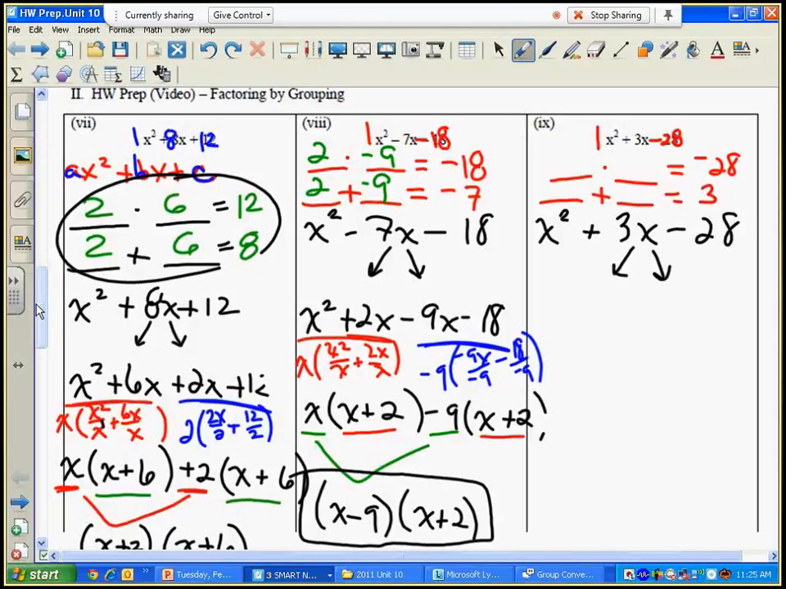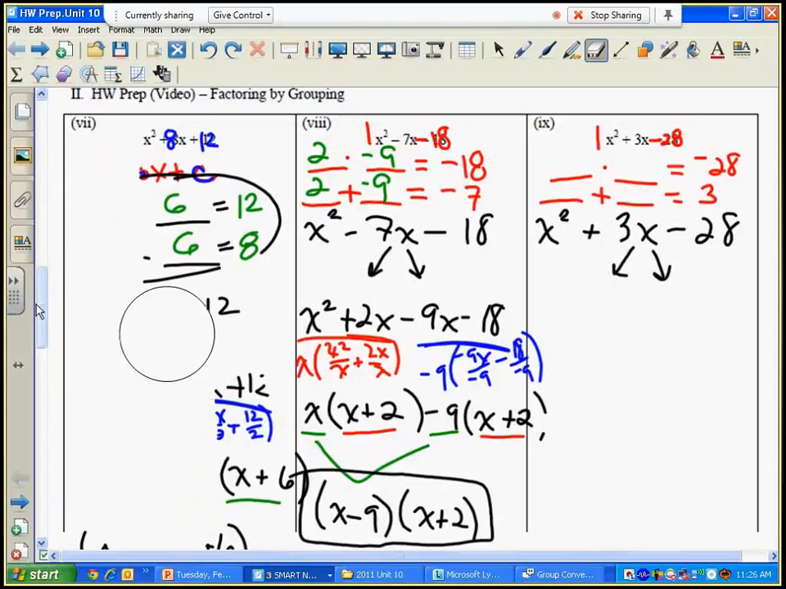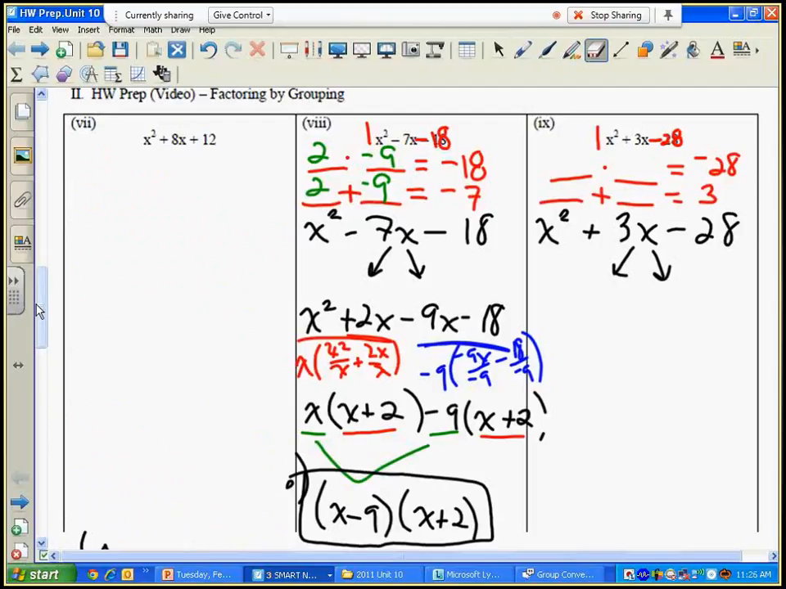Okay, so let's use our logic again. 2 numbers multiply to give you a negative. Therefore, one of them is going to be positive, one of them is going to be negative. They add together to give you a 3. That means the bigger number needs to be the positive. Okay, so negative 1 and 28, no. Negative 2 and 14, no. Negative 3 doesn't go into 28. Negative 4 and 7, there we go. They add to give you 3.